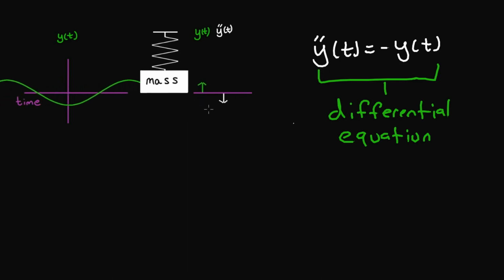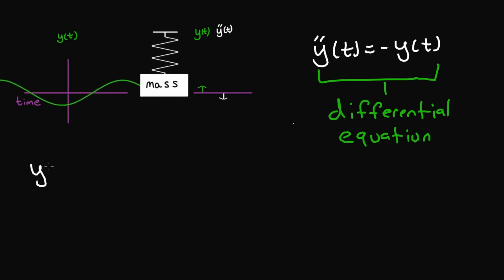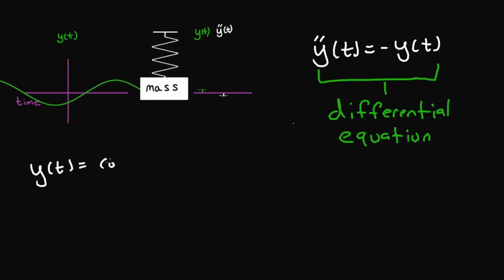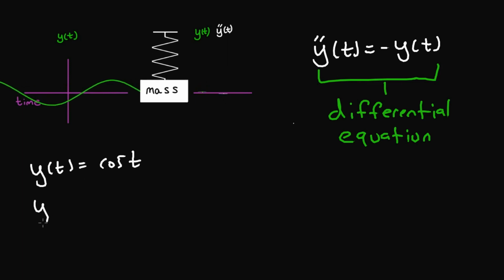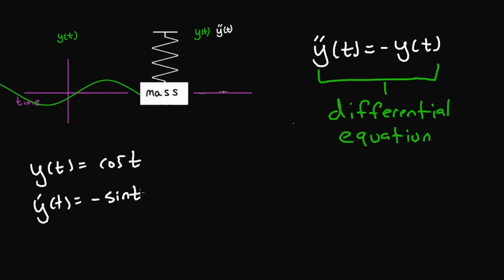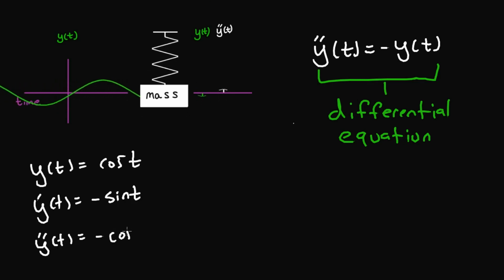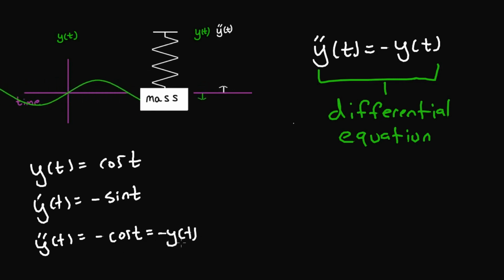Now, just knowing that this mystery function y of t satisfies this differential equation isn't enough to know exactly what y of t is. For example, here's one solution to the equation: y of t is equal to cosine of t. And what does it mean that this is a solution? Well, let's compute y prime of t. We get negative sine t. And then y double prime of t, we get negative cosine t, which is equal to negative y of t. So this means that it's a solution to the differential equation y double prime of t is equal to negative y of t.